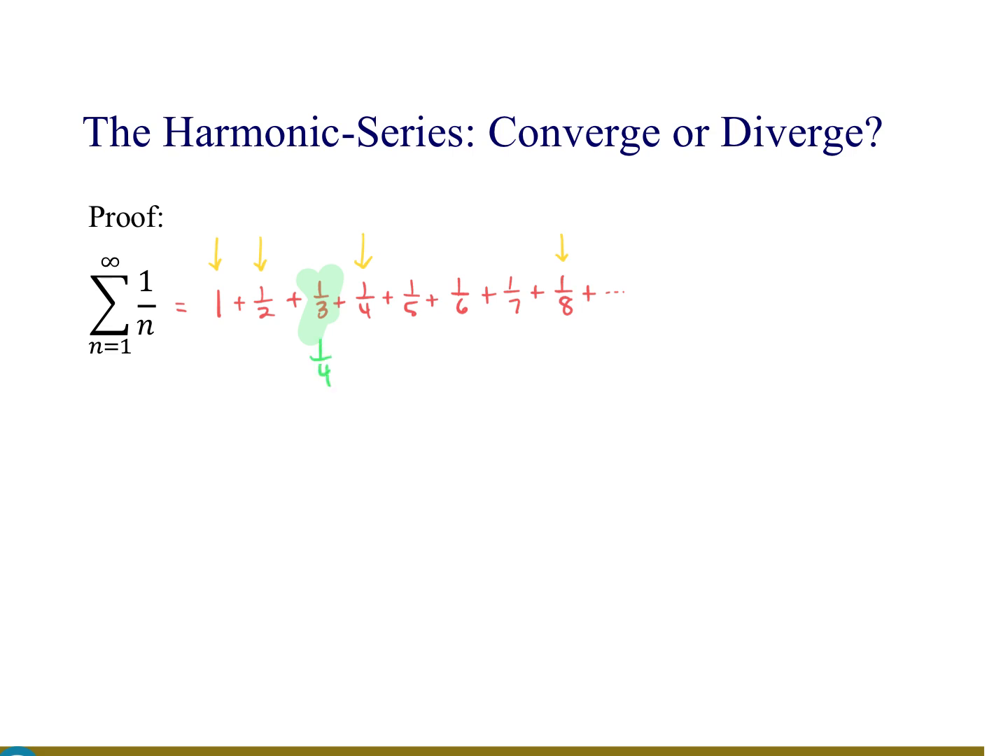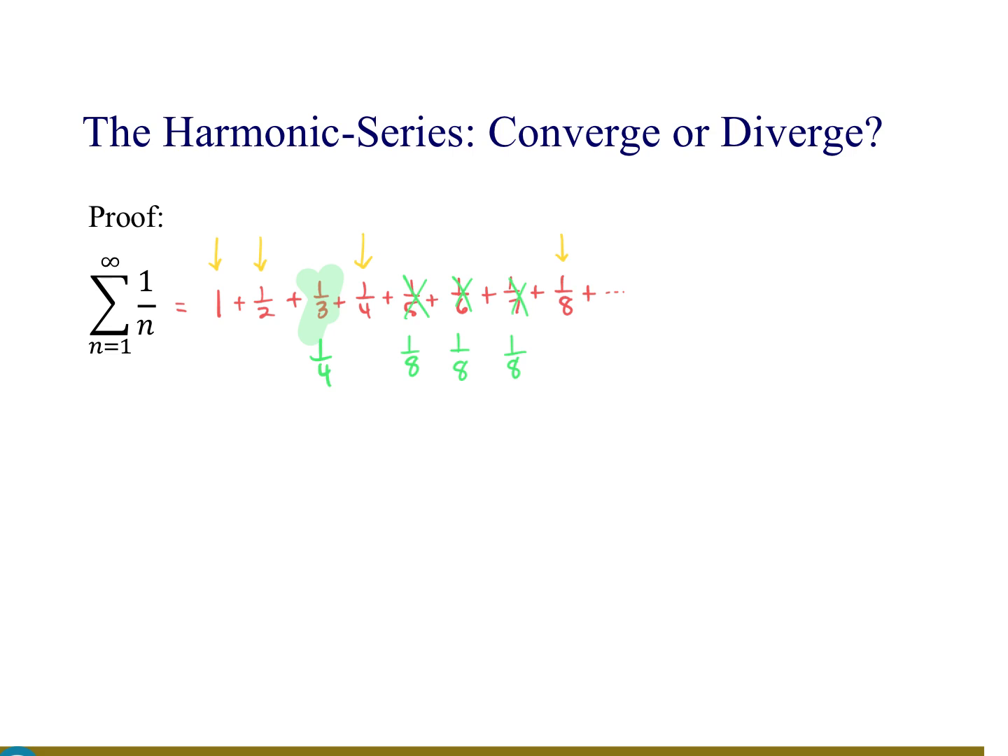Now 1/5, I want to replace it with something smaller than it, but I'd really like it to be a power of 2. So what's the next one? 1/8 would be the next one. And I do the same thing to the 1/6, and I do the same thing to the 1/7. So how many 1/8 are there now? 4 of them. How many 1/4 are there now? 2. Okay, and a half.